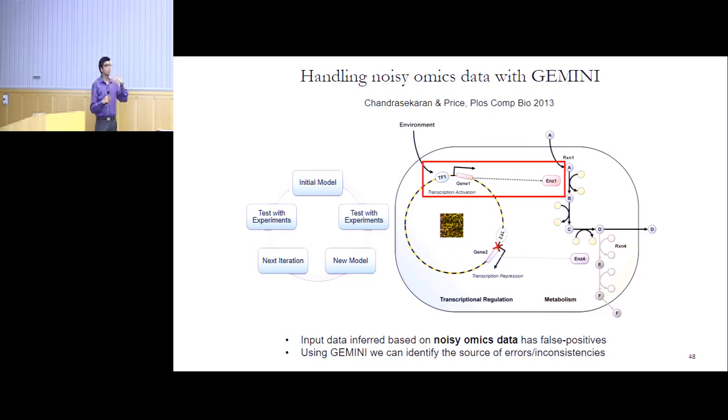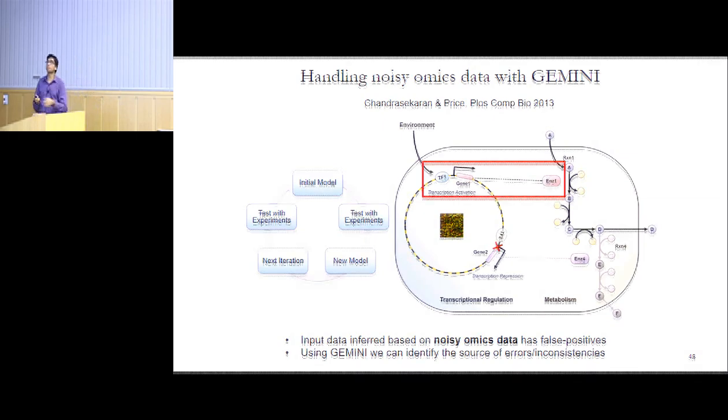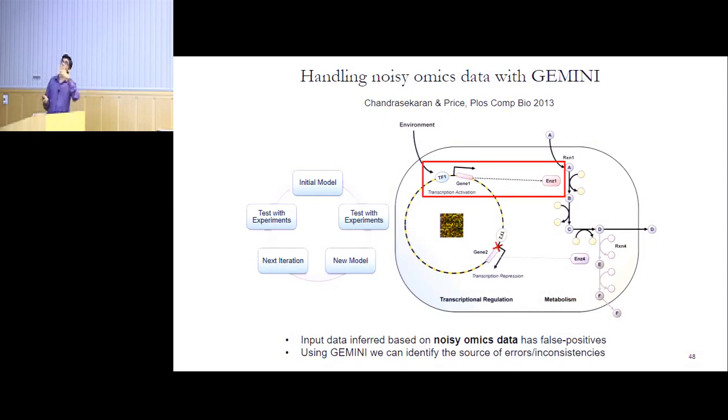So then GEMINI can figure out, among the thousands of regulatory interactions, which ones are most likely to cause this error. You can do this iteratively. For example, let's say you resolve one error, and then you do a new experiment and you find a new error. Then GEMINI can go back and find the source of this inconsistency in the data.